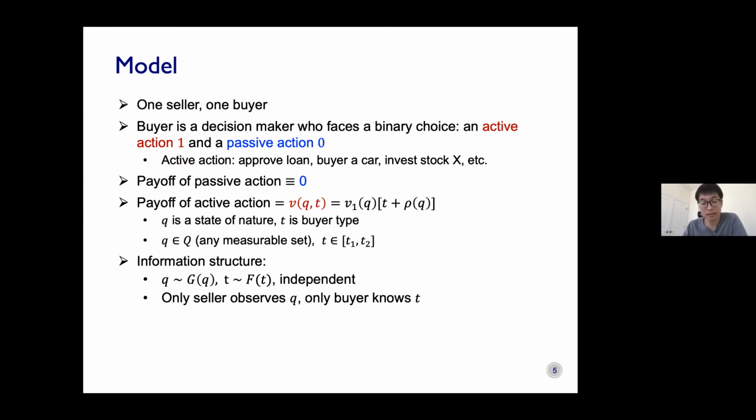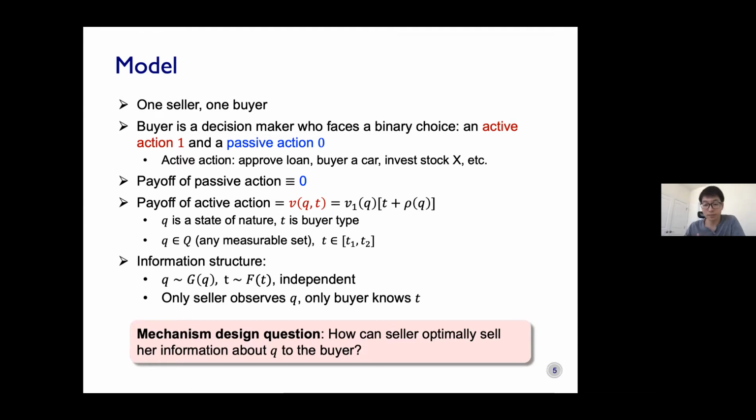Like in the standard information design literature, we assume the seller, whom you should think of as a sender, observes the realized state of nature Q, but the buyer holds his private type T. And the question we're looking at is a mechanism design question: how can the seller optimally sell her information about this private observation Q to the buyer? Any questions here about the model?